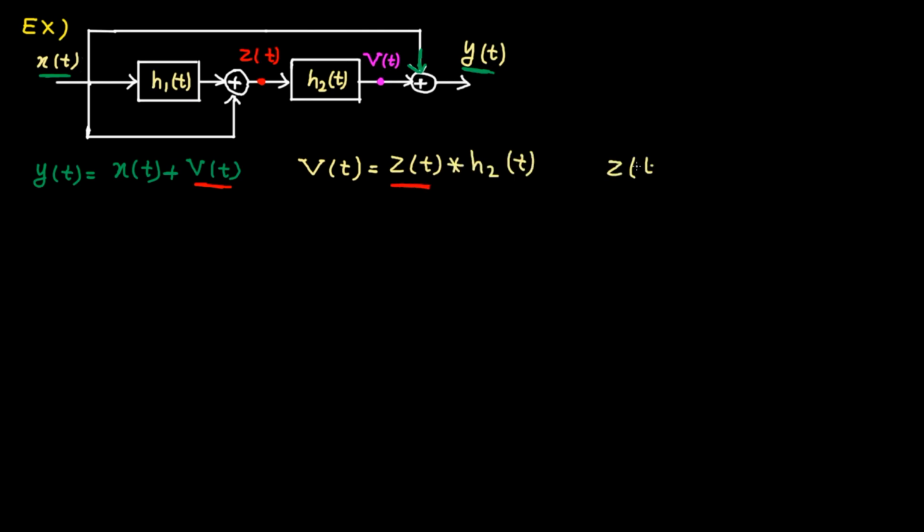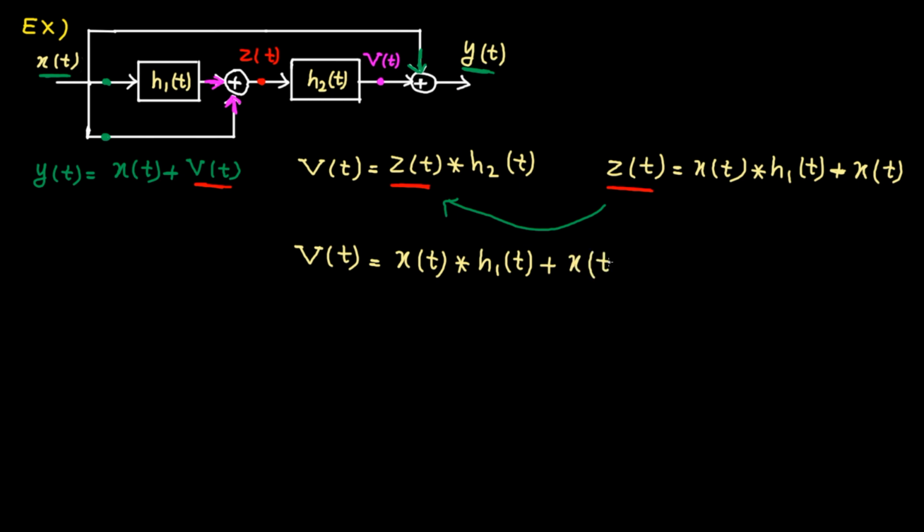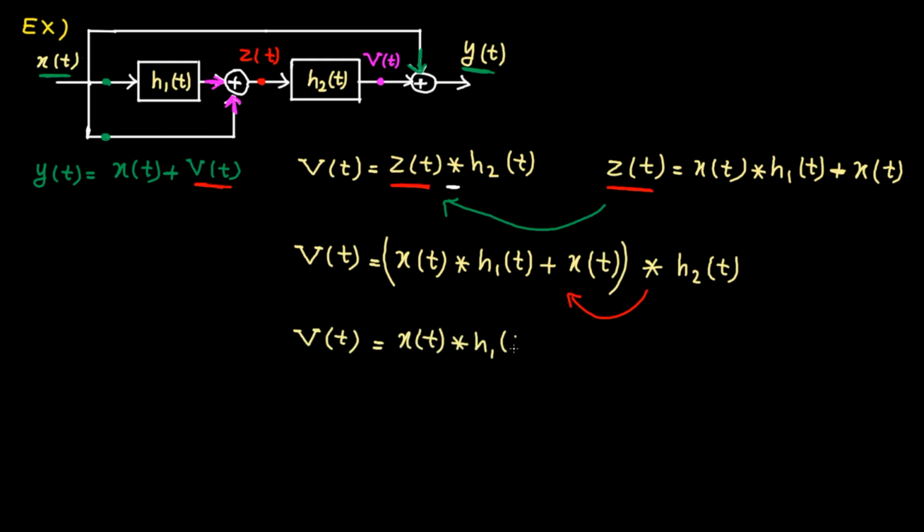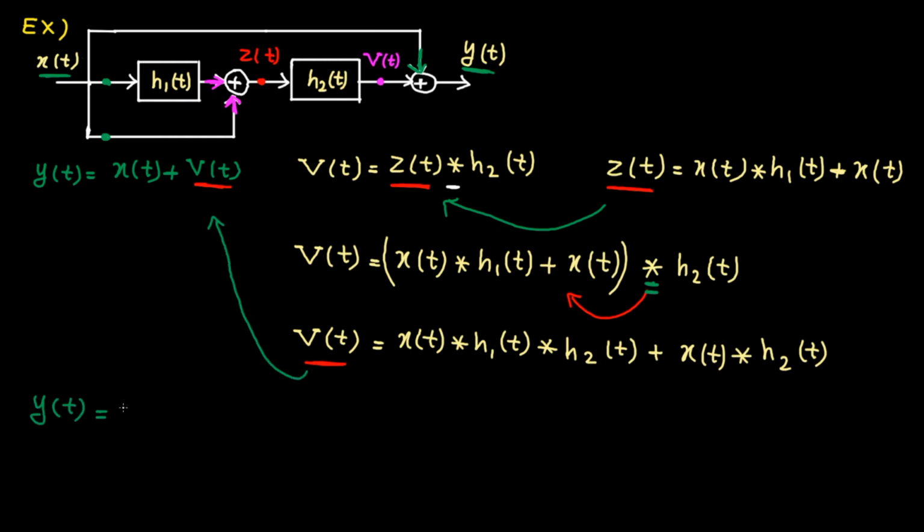Now, what is z(t)? z(t) is the summation of two branches. Both branches have the same input, i.e. x(t). So z(t) is x(t) convolved by h1(t) plus x(t) from the bottom branch. Let's replace z(t) here. v(t) becomes this, convolved by h2(t). Let's apply convolution to the parentheses. We need to apply convolution to both terms inside the parentheses. Now I'm going to replace v(t) here.